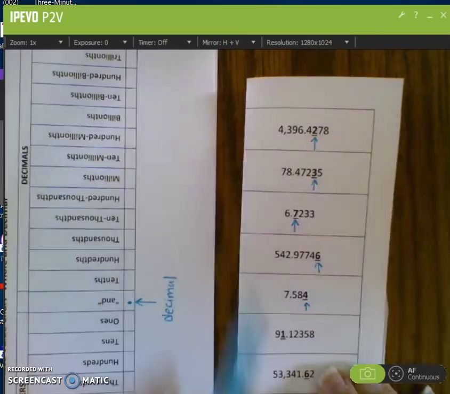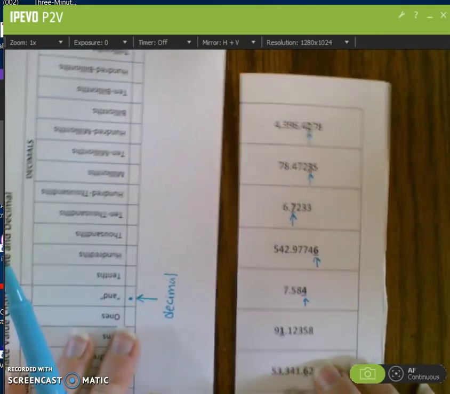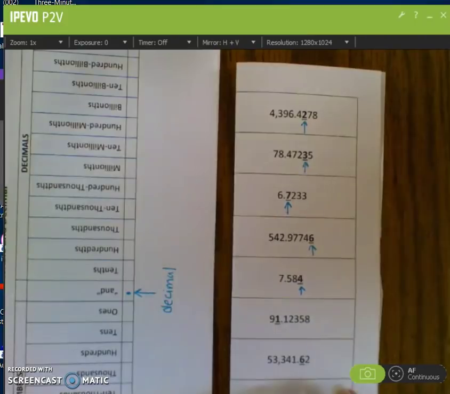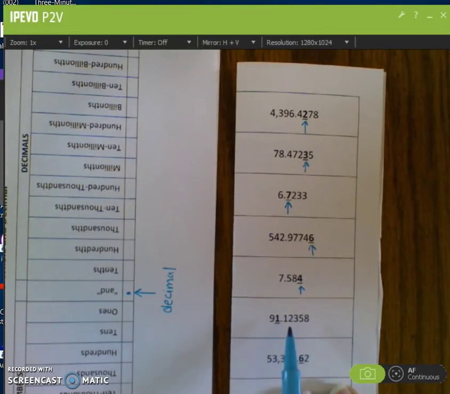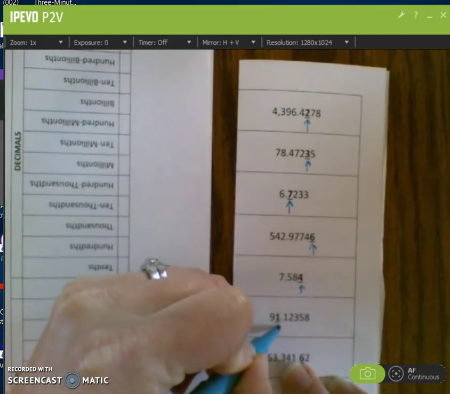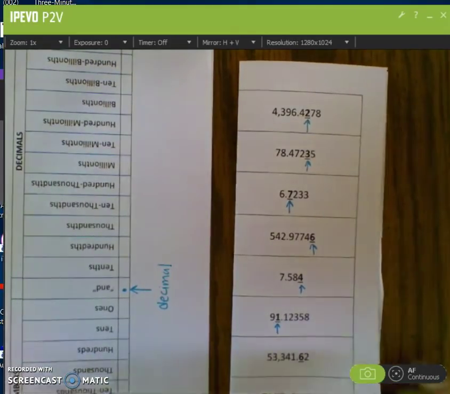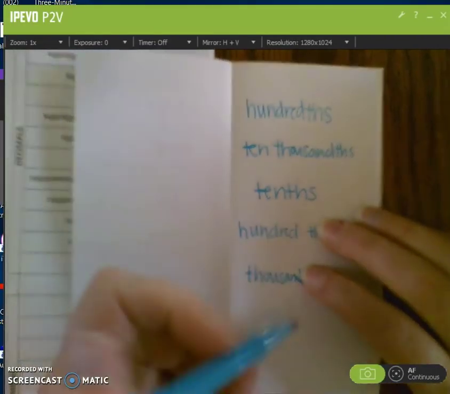We'll do one more before I let you try some on your own. This one is, okay, after the decimal, I'm going to kind of think to myself here. We've got tenths, hundredths, thousandths, ten-thousandths, hundred-thousandths. So we're at the hundred-thousandths place there. We've got 91 and 12,358 hundred-thousandths. The 1 is what's underlined. It's right before the decimal point, and that 1 is in the ones place.